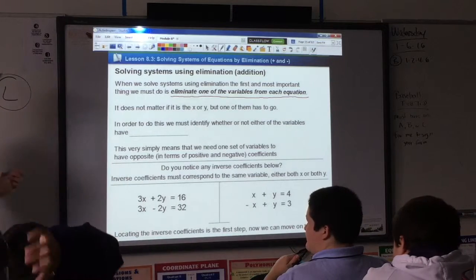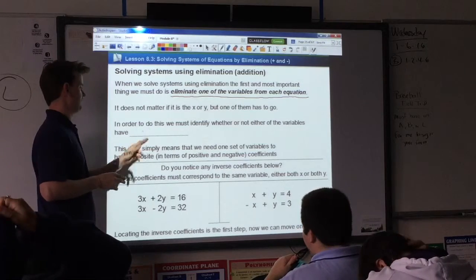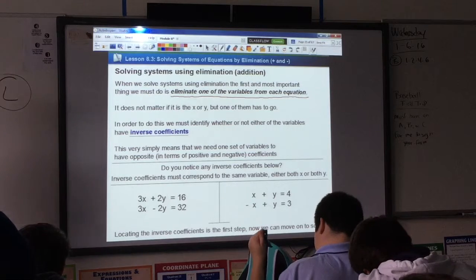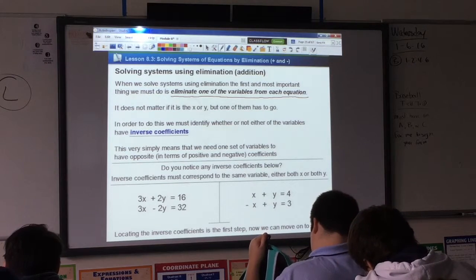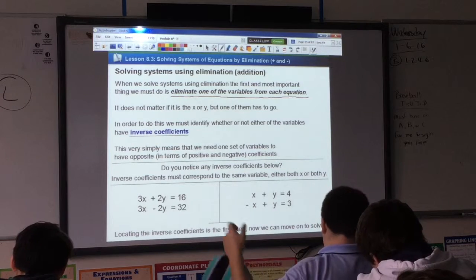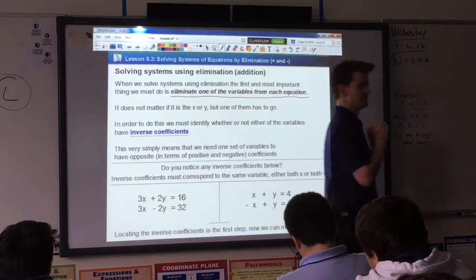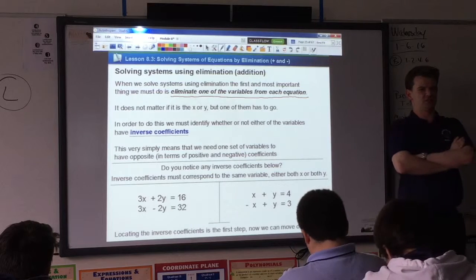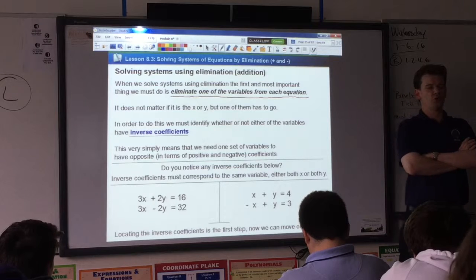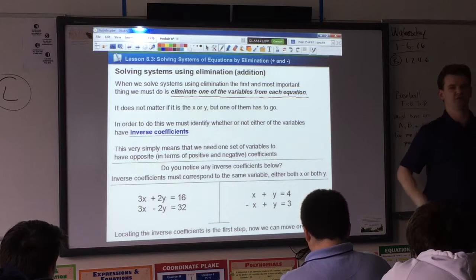In order to do that, we must identify whether or not either of the variables have inverse coefficients. Neither of those words are new. We know what they both mean. The question is, how does that apply to solving a system of equations? What does inverse mean? Inverse means the opposite, right? And the coefficient is the number that's next to the variable. So what we're looking for is to see if either the y's or the x's have inverse coefficients.